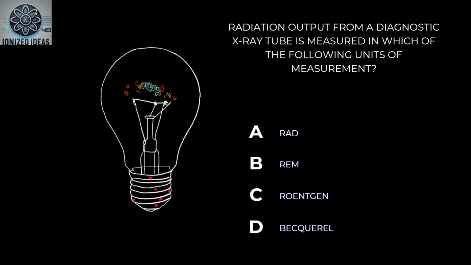Radiation output from a diagnostic X-ray tube is measured in which of the following units of measurement? A. Rad, B. Rem, C. Roentgen, D. Becquerel.